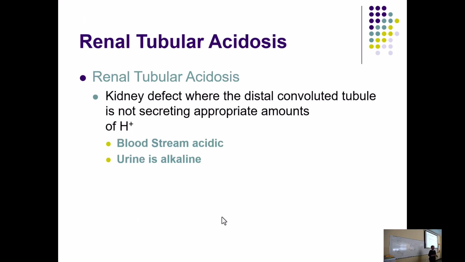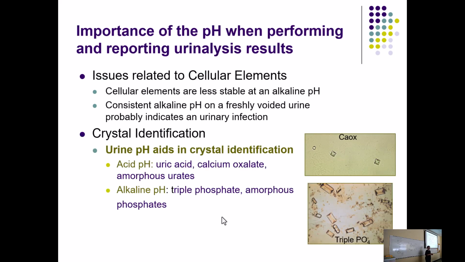Renal tubular acidosis. It's a kidney defect where the tubules, we talked about the tubules, right? And the nephron, proximal, distal, and the loop. It's where the distal convoluted tubule is not able to secrete the appropriate amounts of hydrogen ions. So the tubule itself is not working well. And so because of that, we're going to end up having a more acidic urine. I'm sorry, more alkaline urine. More acidic in the bloodstream, more alkaline urine.